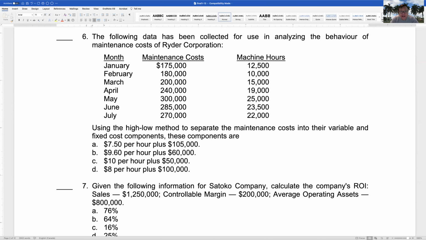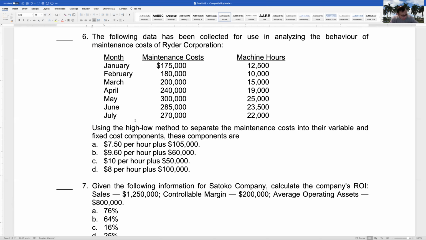The following data has been collected for use in analyzing the behavior of maintenance costs of Rider Corporation. So you have the month, January to July, the maintenance costs and the machine hours for each month. Here you are using the high-low method to separate the maintenance cost into their variable and fixed cost components. So this is a mixed cost, and you can use the high-low method. But you have to be careful when you talk about the high-low: are you referring to the activity index or the cost dollar amount?